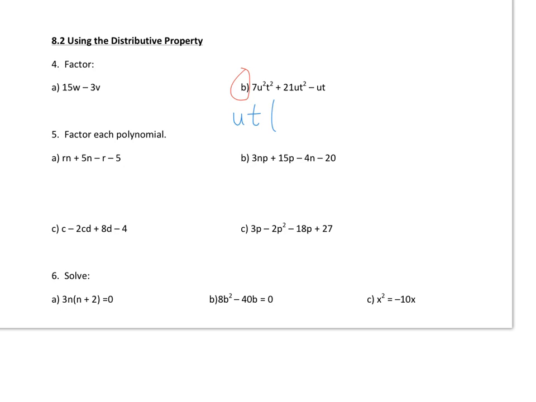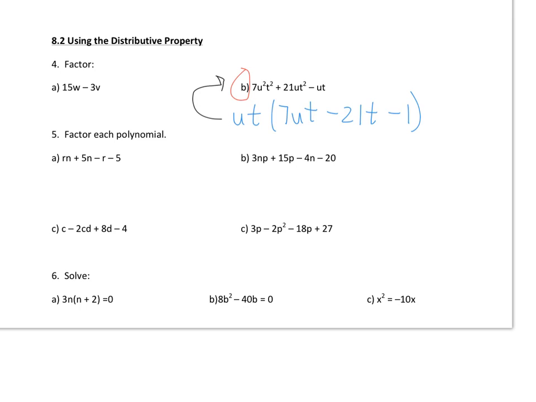If I'm at ut, how do I get to 7u squared t squared? 7ut. If I'm at ut, how do I get to 21ut squared? Minus 21t. And if I'm at ut, how do I get to negative ut? Minus 1. And again, I could check my answers by distributing that ut to all 3 terms inside my parentheses, and I should get back to what I started with.